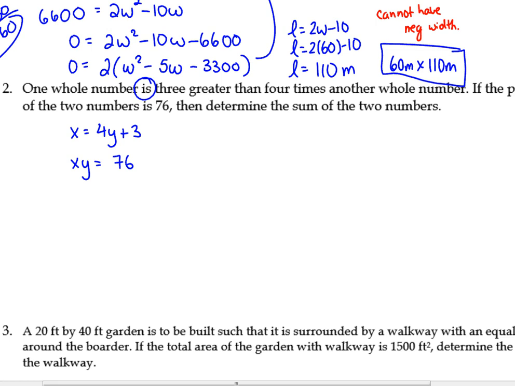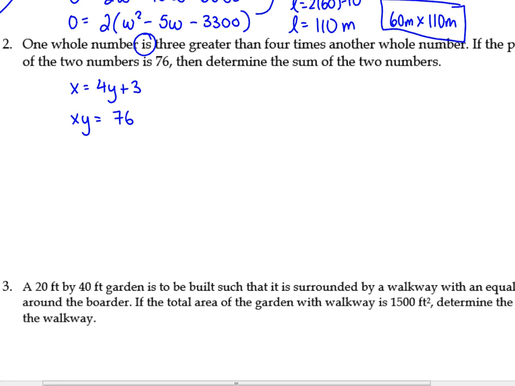So what would we do next? Replace x. So we're going to replace x with 4y plus 3 times y equals 76. Okay, notice we have an equation with one variable. So our goal is to get one side equal to 0. Before we do that, we have to expand. So let's go quickly. 4y squared plus 3y equals 76.